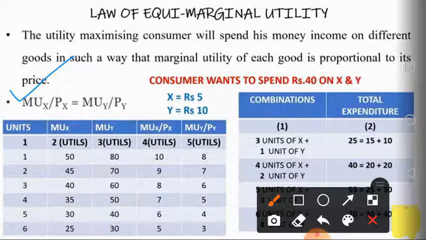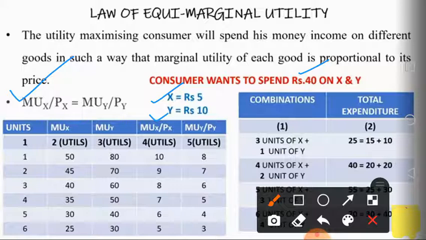MUX is the MU received from the consumption of commodity X, PX is its price. MUY is the utility received by consumption of commodity Y, and PY is the price of commodity Y. The price of X is 5, the price of Y commodity is rupees 10, and the total income of the consumer is rupees 40. The consumer has to allocate her income in such a way that she will receive an equal level of satisfaction from both commodities.